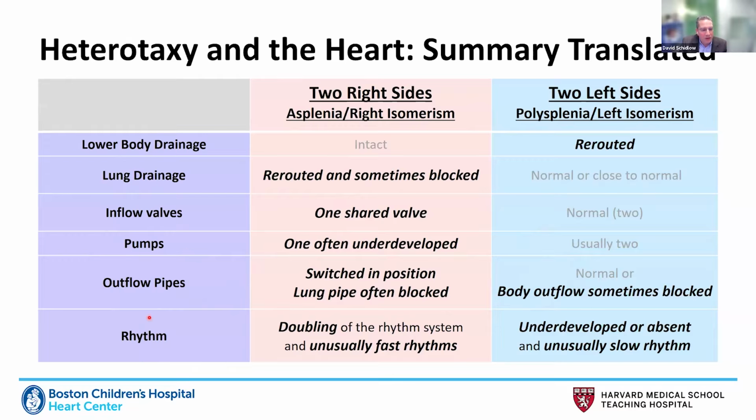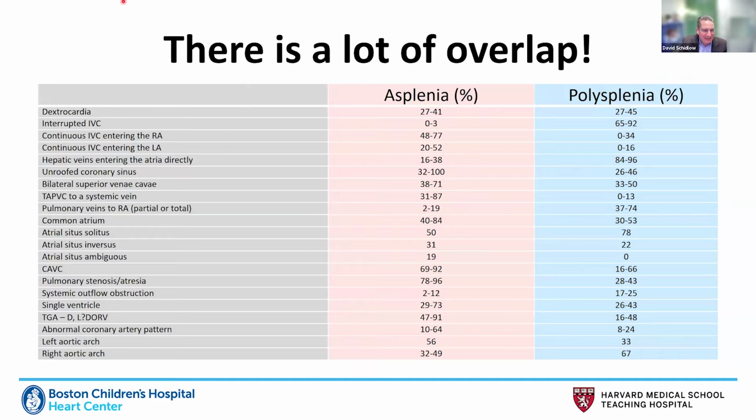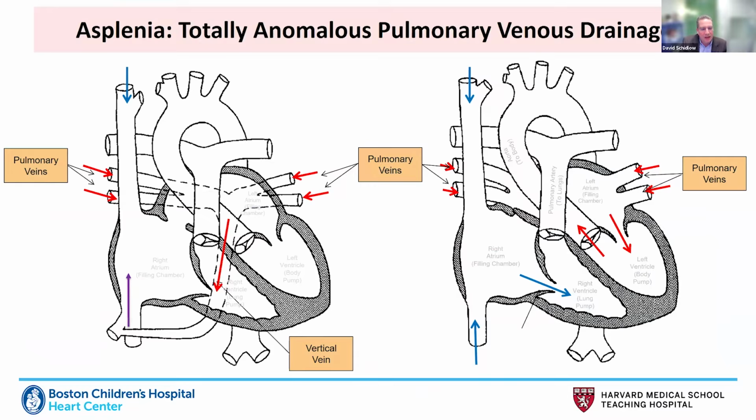And then in heart rhythm, so this is the cardiac conduction system, in asplenia, sometimes we have doubling of the heart rhythm, which causes an unusually fast rhythm. And in polysplenia, we have an underdeveloped or absent heart rhythm, which can cause an unusually slow heart rhythm. So just to say, this is very important, there's a lot of overlap between the 2 categories. So a very detailed anatomic assessment is crucial for every patient who has heterotaxy.